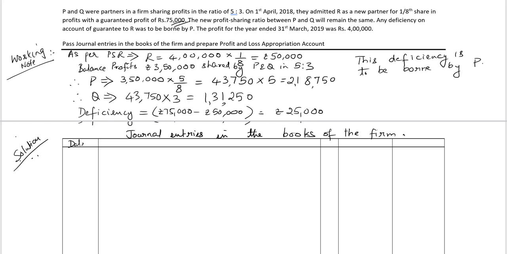Date, particulars, LF, debit rupees and credit rupees. Date is 31st March 2019.